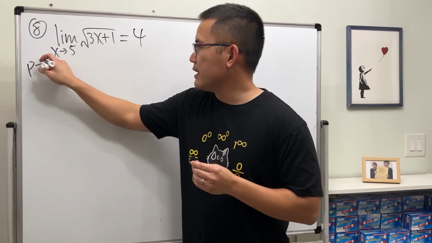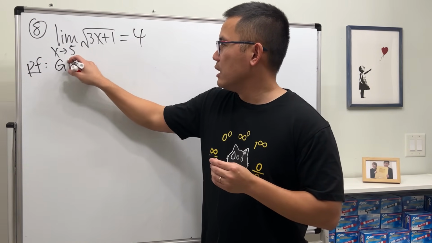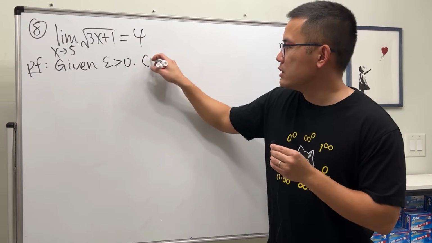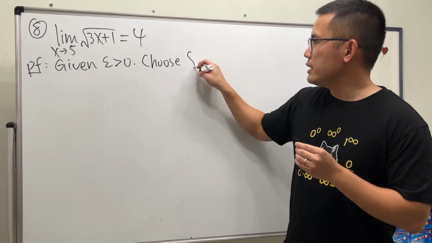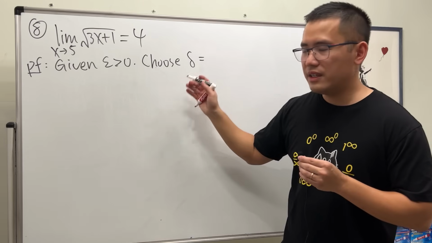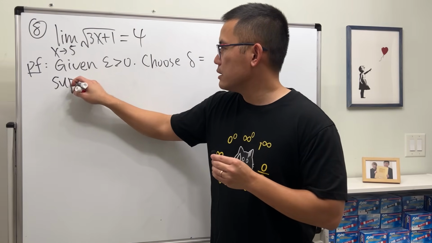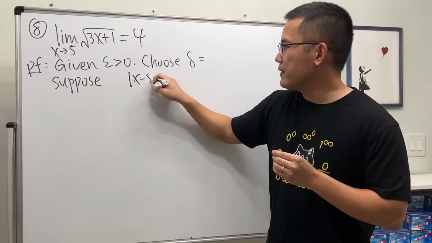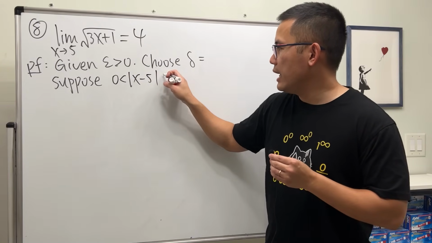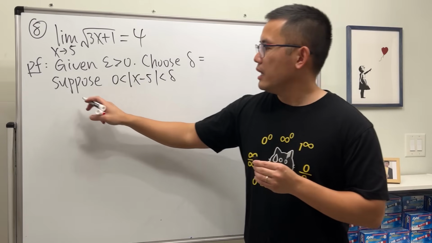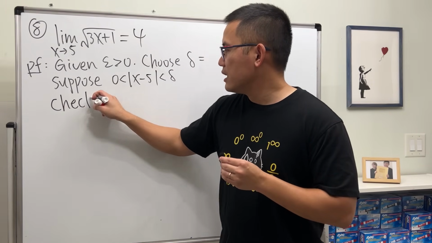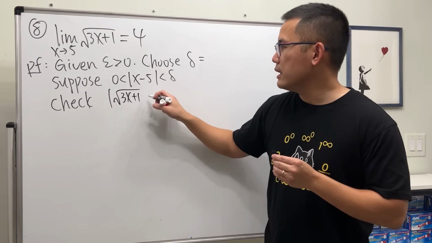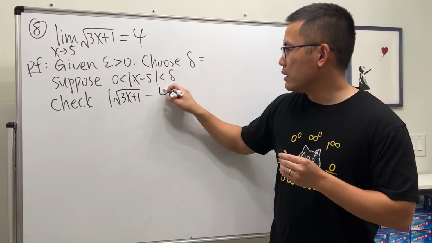Alright, finite and finite. So epsilon-delta definition, given epsilon greater than 0, and then we choose delta to be something we don't know yet, leave it. Suppose absolute value x minus 5 is in between of 0 and delta, and we are going to check the distance between our function, square root of 3x plus 1 minus 4, right?